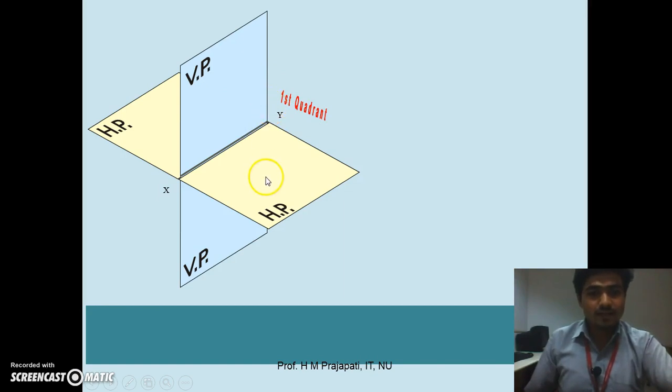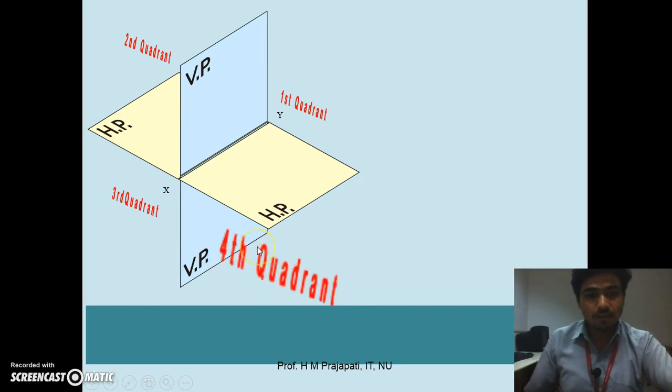If the object is above HP and in front of VP, then it is in the first quadrant. If the object is above HP and behind VP, then it is called the second quadrant. If the object is below HP and behind VP, then it is called the third quadrant. And if the object is below HP and in front of VP, then it is called the fourth quadrant. So we can place an object in any one quadrant if we are dealing with a point and line only.